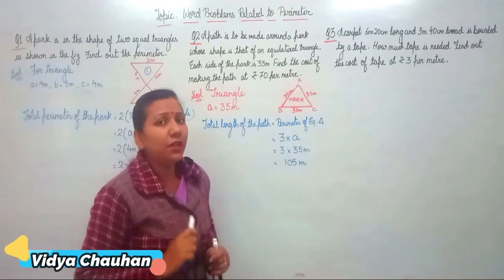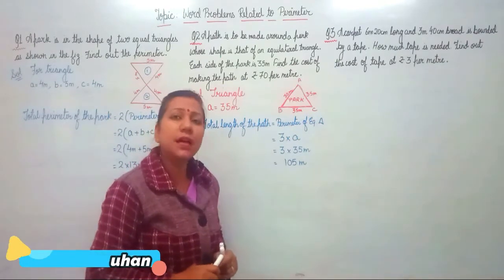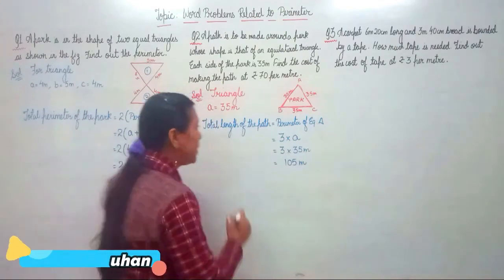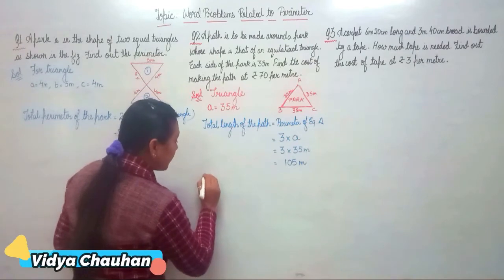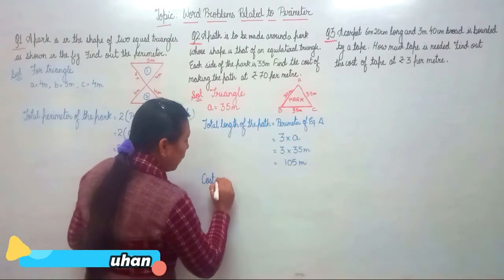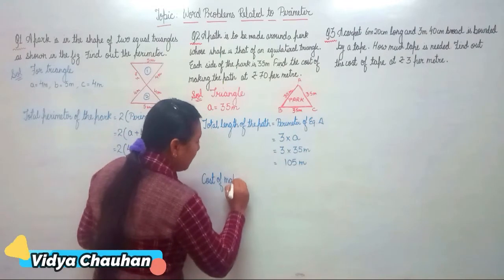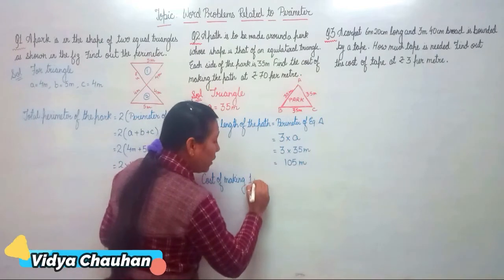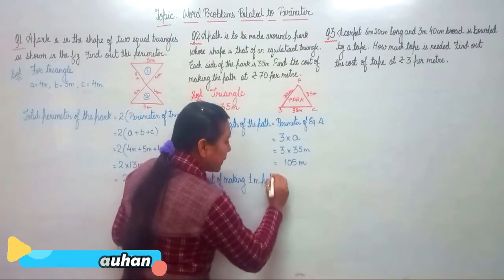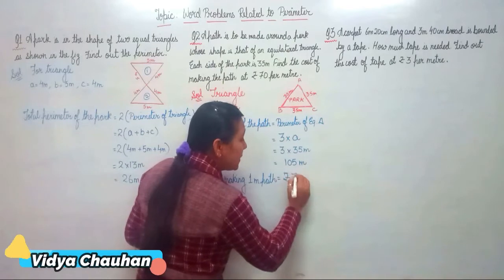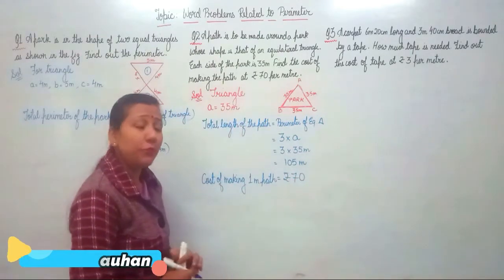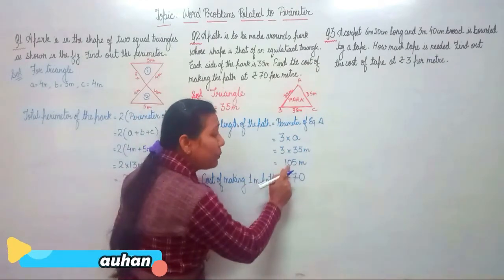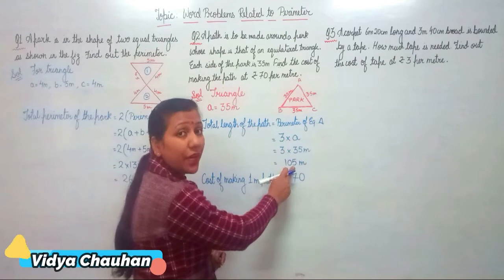That means the laborers are charging 70 rupees for 1 meter of path. Okay students, so in that case the cost of making 1 meter of path, the laborers are charging rupees 70. So how much do we have to prepare? We have to prepare for 105 meter.